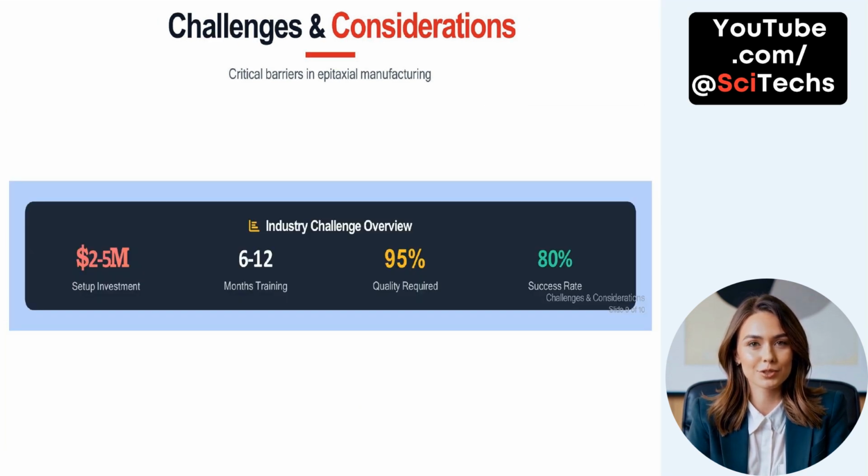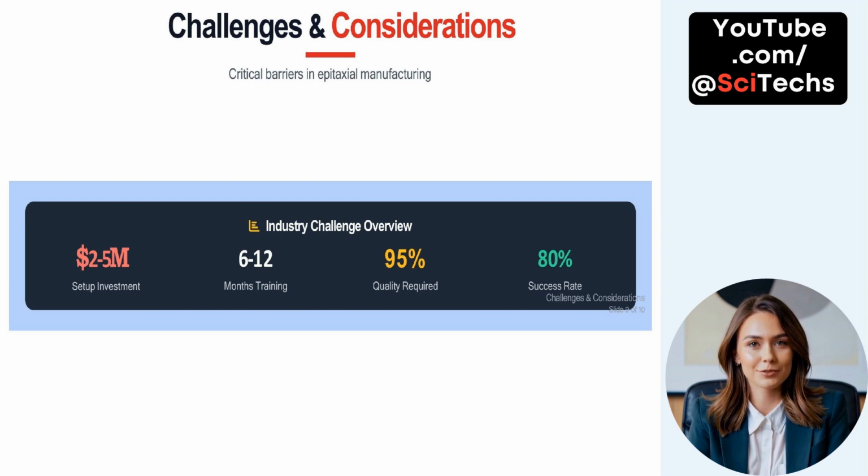Industry Challenge Overview. Epitaxial manufacturing presents a set of high-stakes industry challenges that must be carefully managed. First, the initial setup investment is substantial, ranging between $2 million and $5 million. This capital covers equipment, infrastructure, and process development, making it a significant barrier to entry. Once the system is in place, workforce training becomes critical. On average, operators and engineers require 6 to 12 months of intensive training to reach competency.